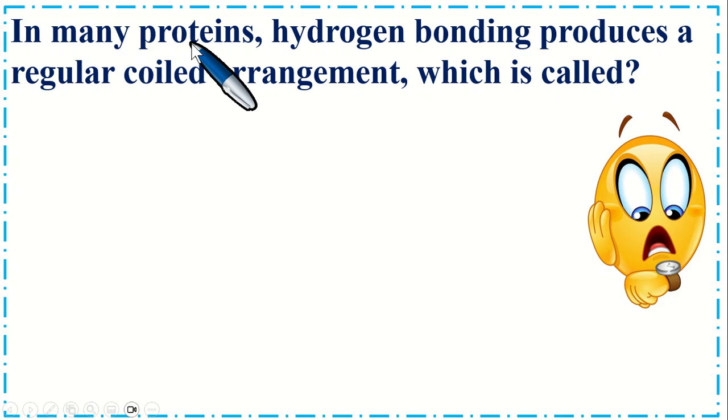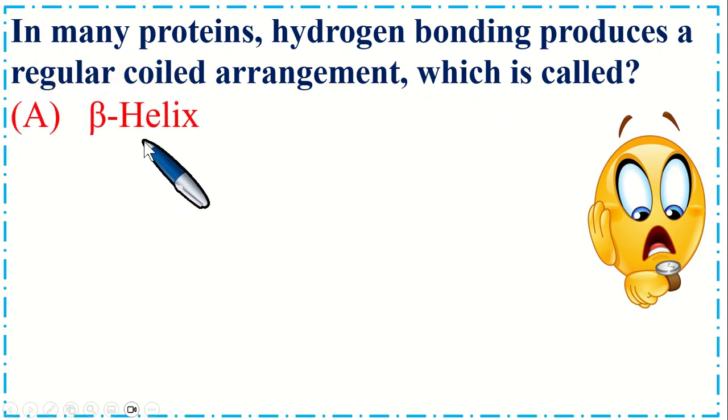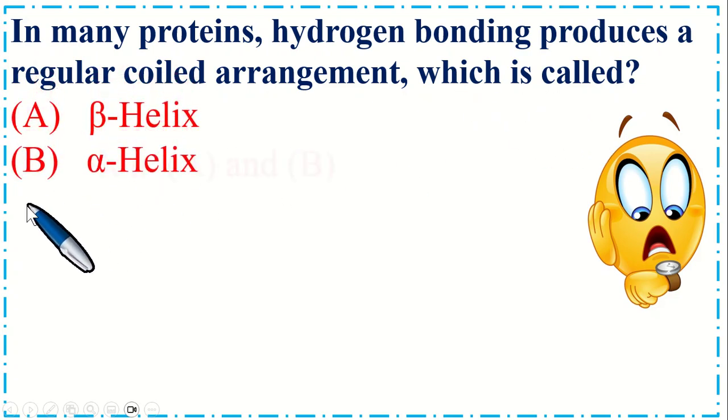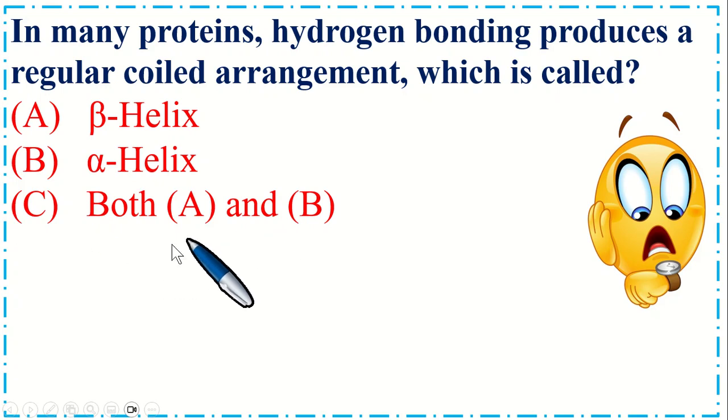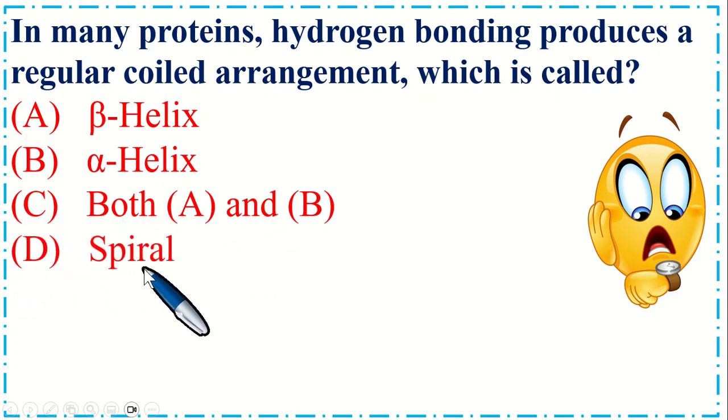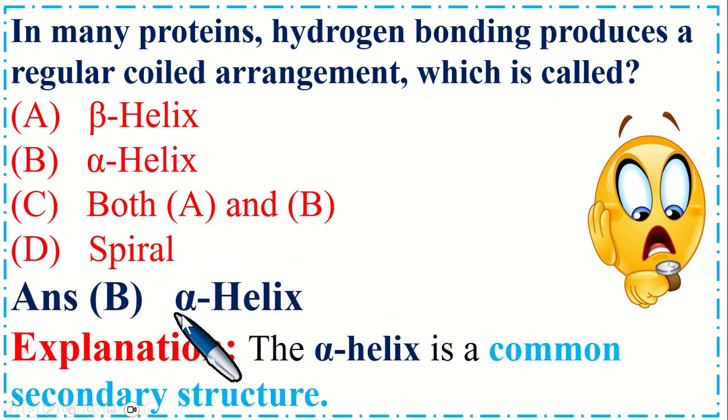In many proteins, hydrogen bonding produces a regular coiled arrangement which is called option A, beta helix; B, alpha helix; C, both A and B; and option D, spiral. So the correct option is B, alpha helix. Alpha helix is the most common secondary structure.